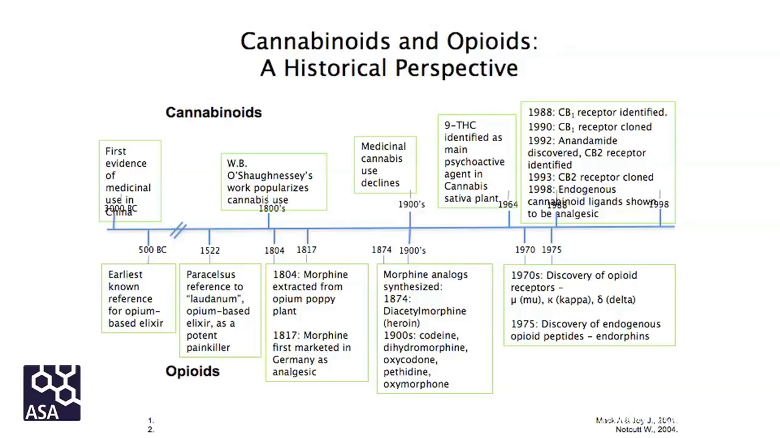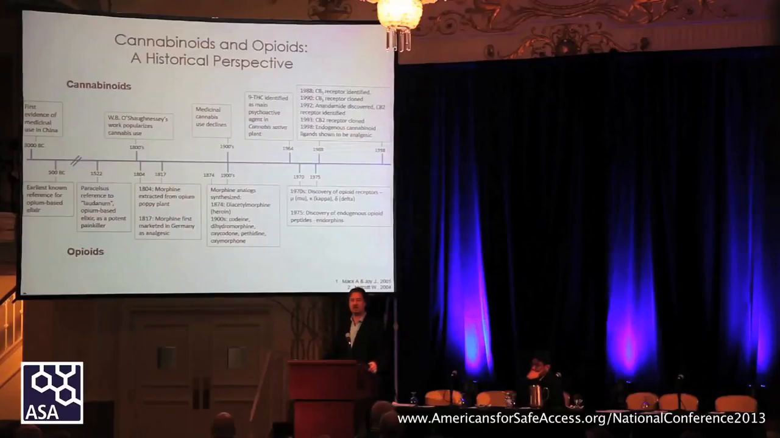We're just about 30 years later than the opioid story. Everything's shifted over to the right. But it's an important parallel, and it's a way that we can think of cannabis development as simply paralleling what happened with opioids.